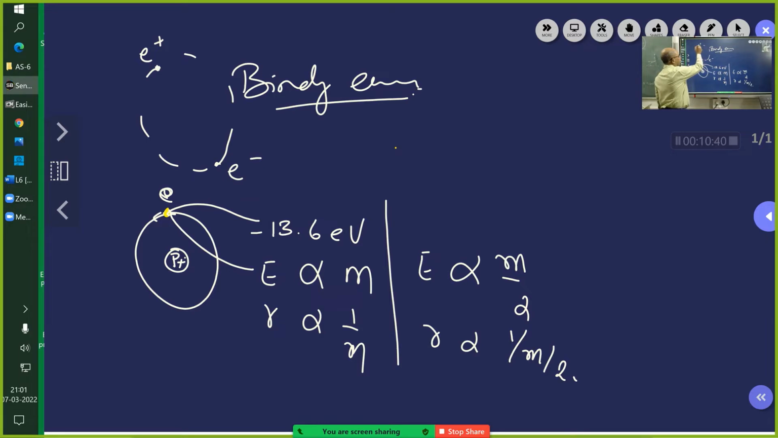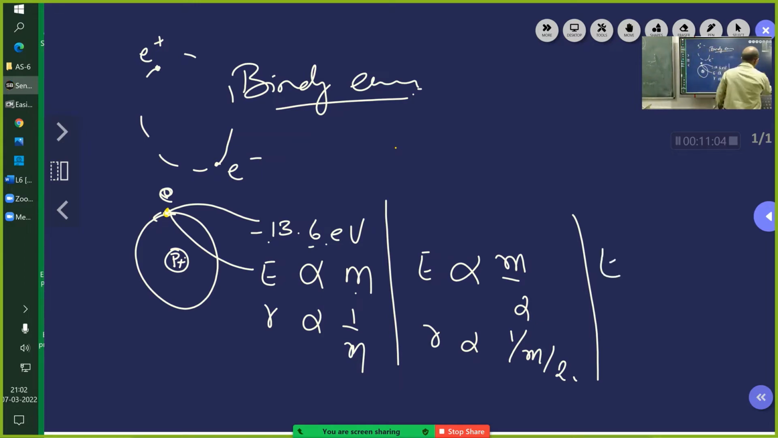So in this particular case, the proton is replaced by the positron, but it's a system which is revolving. Therefore, the binding energy: if the proton was there and the electron was here, the binding energy was this. The mass of this was M. Now the mass is M by 2. Therefore, what will be the binding energy here?